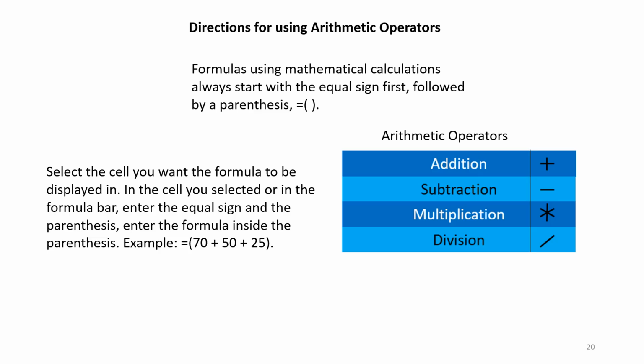Directions for using arithmetic operators. Formulas using mathematical calculations always start with the equal sign first, followed by parentheses. Equal sign, parentheses. Select the cell you want the formula to be displayed in. In the cell you selected or in the formula bar, enter the equal sign and the parentheses. Enter the formula inside the parentheses. Example: equal, parentheses, 70 plus 50 plus 25, close parentheses. Arithmetic operators.